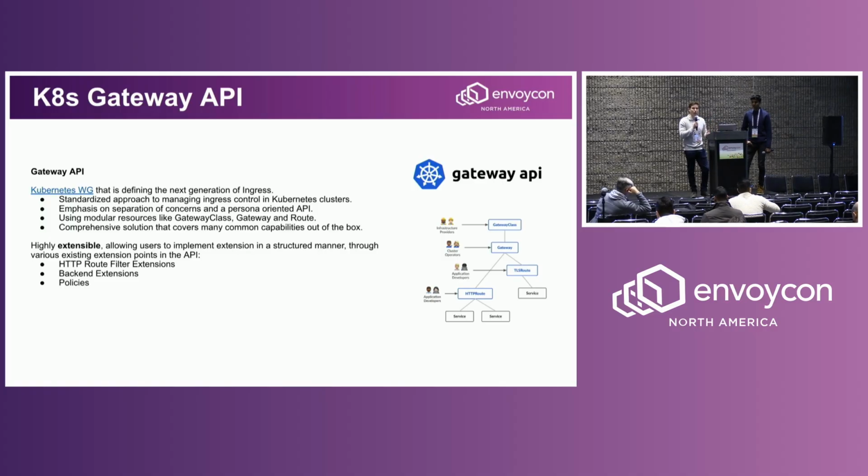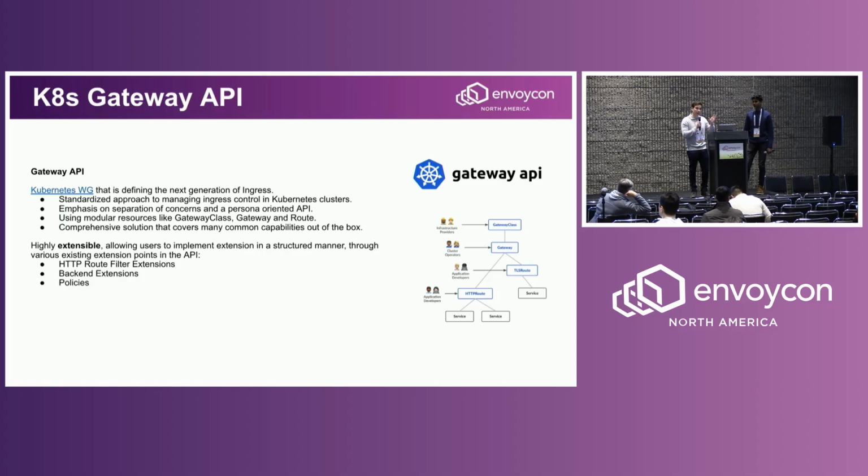So starting with Gateway API, Gateway API is a working group in Kubernetes that is defining the next generation for ingress APIs in Kubernetes clusters. It's a very comprehensive API that has a lot of functionality out of the box. It's also a very modular API that is composed of many smaller resources that can be owned and operated by different personas in a shared and multi-tenant environment.